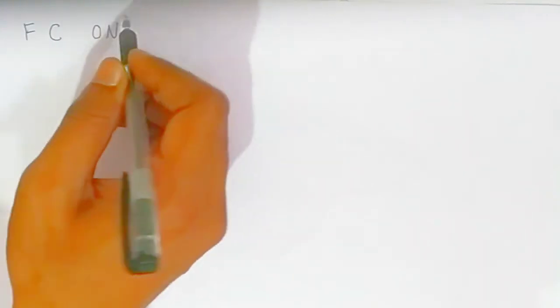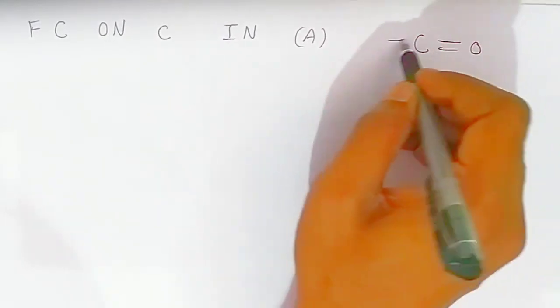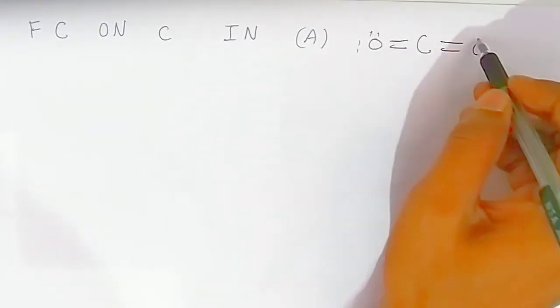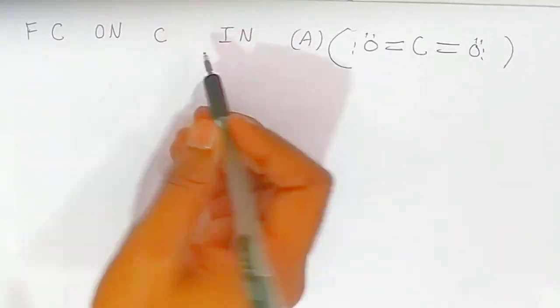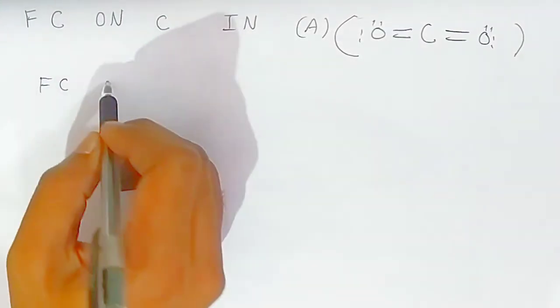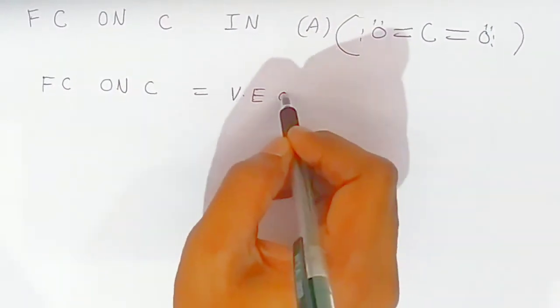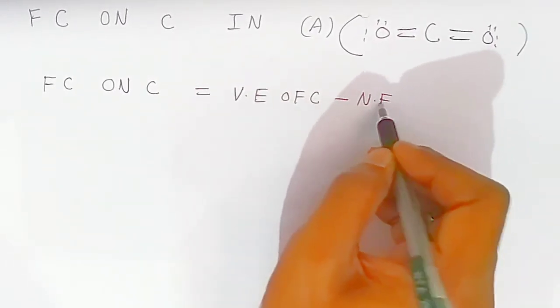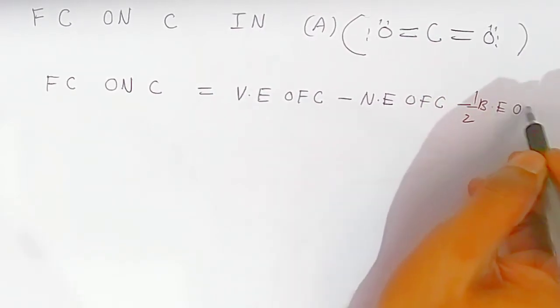Now students, you can also find out the formal charge on carbon in the structure which I have taken as structure A. That is, the carbon has a double bond with this oxygen and a double bond with this oxygen, and there are no non-bonding electrons on it. Okay students, now we are going to find out the formal charge on the carbon in this molecule. The formal charge on carbon is equal to valence electrons of carbon minus non-bonding electrons of carbon minus half of the bonding electrons of carbon.